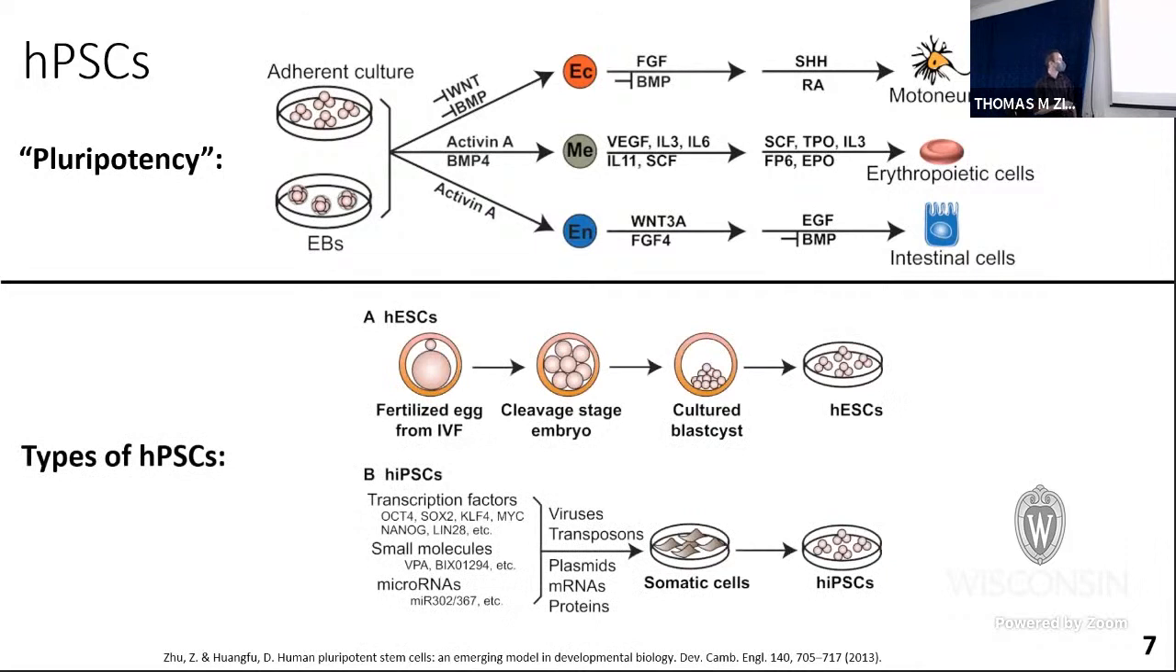And they come in essentially two different forms. We've got either ESCs, which are embryonic stem cells, which are derived from a developing blastocyst. Jamie Thompson's lab here at the University of Wisconsin originally discovered how to culture these, typically from discarded in vitro fertilization embryos. But these obviously have a lot of ethical concerns and other problems with procurement and things like that.